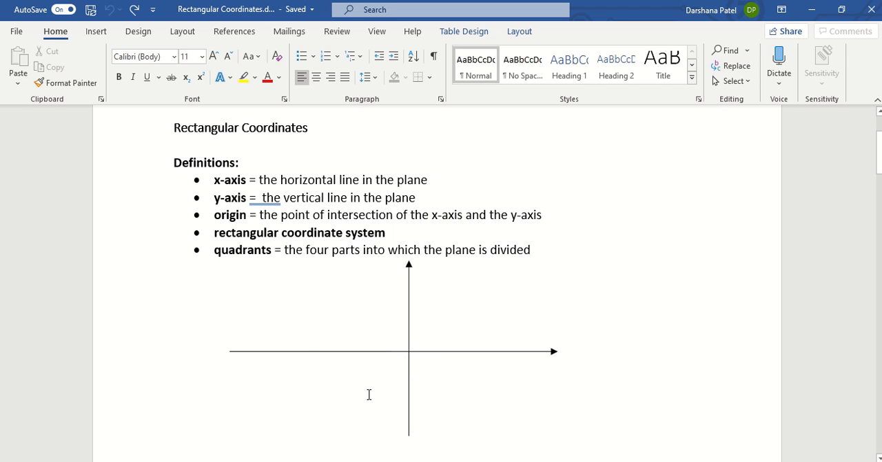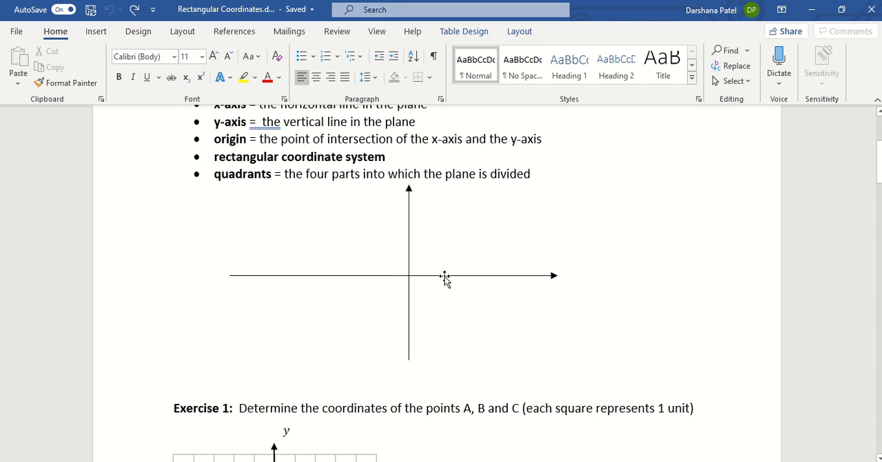And this system we call the rectangular coordinate system, and it divides your plane into 4 equal parts, which we call quadrants. This one we call quadrant 1, this one we call quadrant 2, this one we call quadrant 3, and this right here we call quadrant 4.